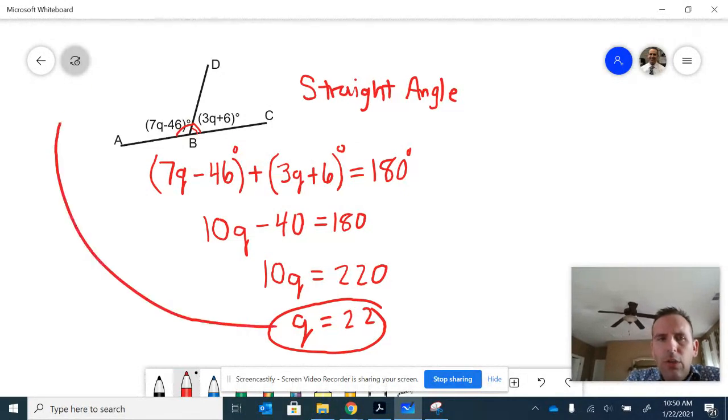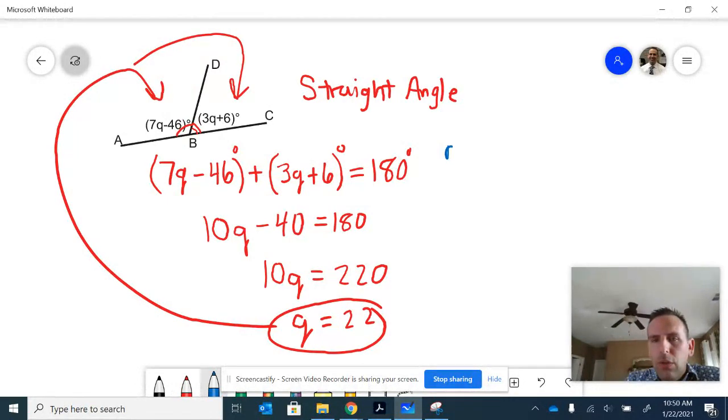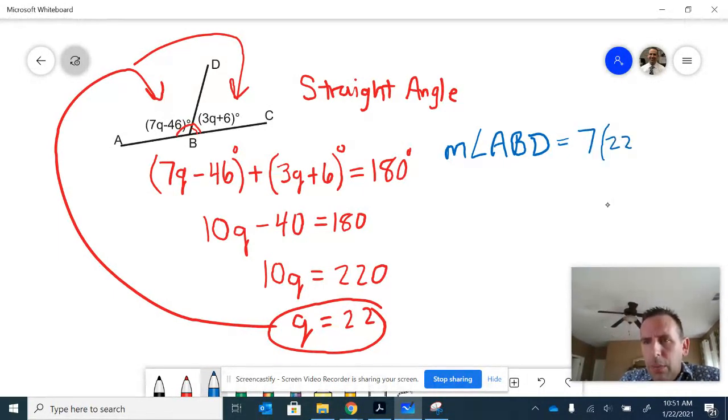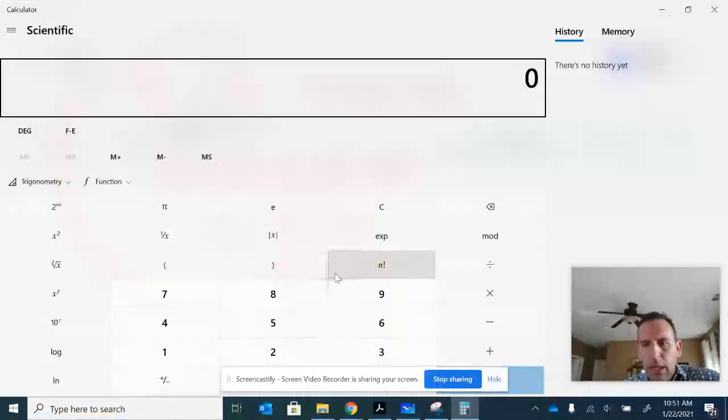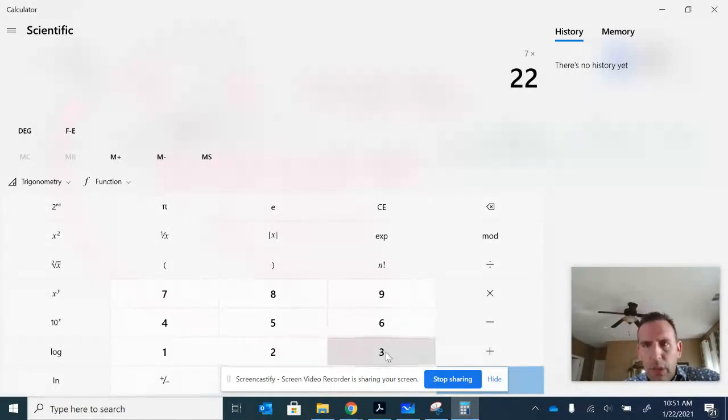Once you know that, you can use that information to figure out the measure of each of the two angles. So looking at those two, the measure of angle ABD, the larger of the two, it looks to be visually the larger of the two, can be found just by plugging in the q value of 22. So we have the expression 7q minus 46. I'll put in 22. I'm needing a calculator right now. 7 times 22, take away 46. I'm going to pull up my calculator. Hopefully you can see this on the video. So I do 7 times 22, get the answer to that, and then subtract 46.